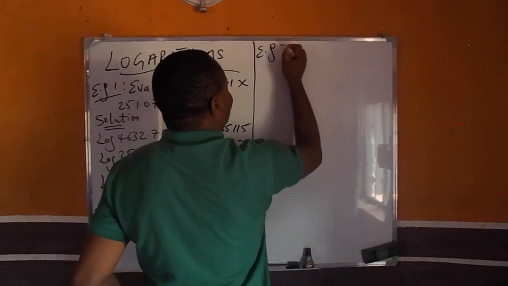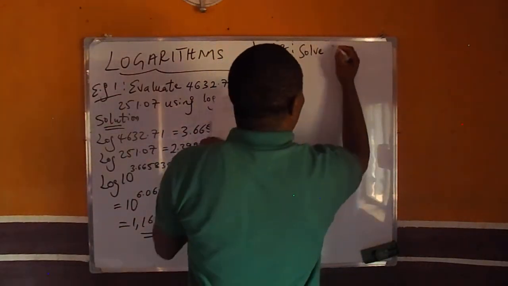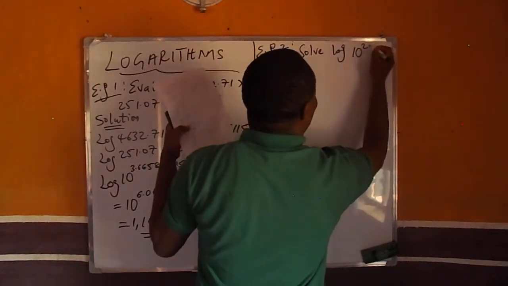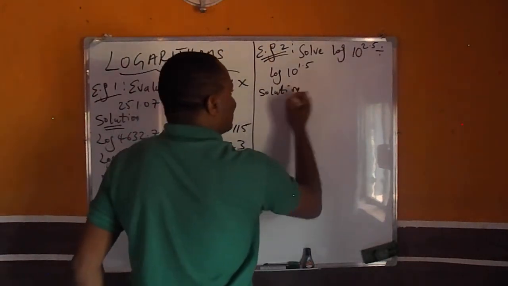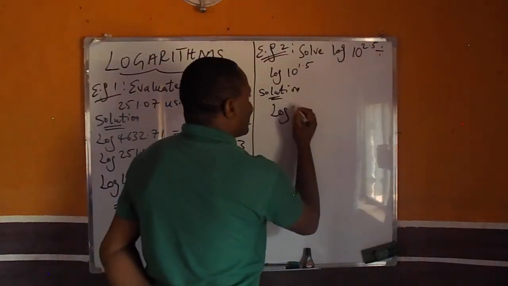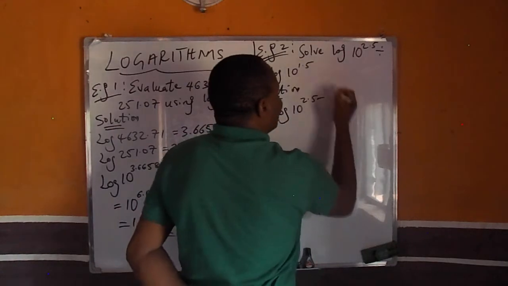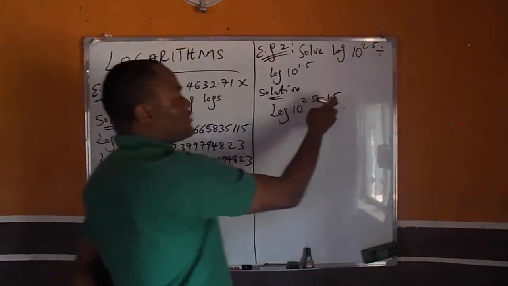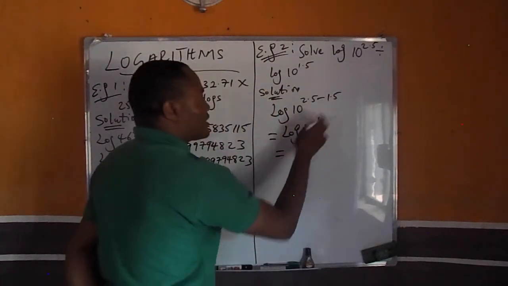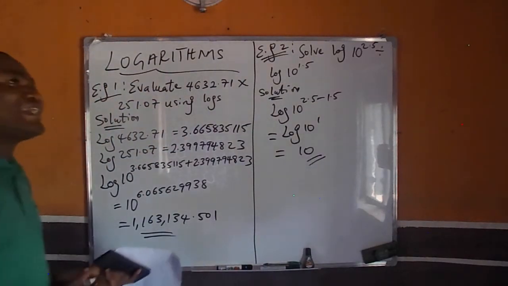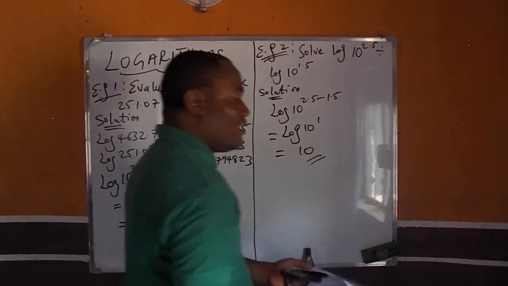We move to example 2. In example 2, we say solve 10^2.5 divided by 10^1.5. Now we say solution: 10^2.5, the division sign is there, we change it to minus 1.5. Log 10 is in common. We have log 10, 2.5 minus 1.5, which is 1, so our final answer will be 10^1, which is 10. Using a calculator to divide it directly, by saying bracket open 10^2.5 divided by 10^1.5, you will have 10 as your final answer.